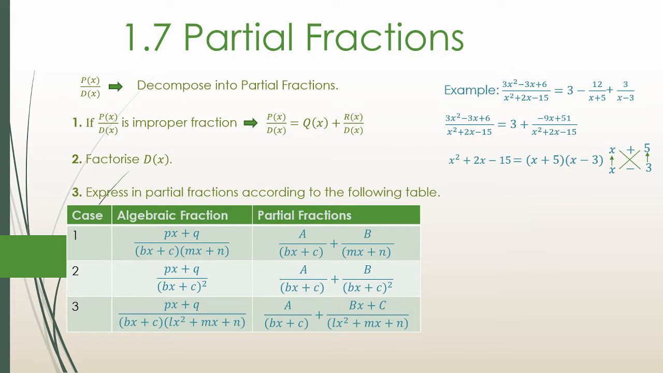Our example is similar to case 1. The two partial fractions will be a by (x plus 5) plus b by (x minus 3).